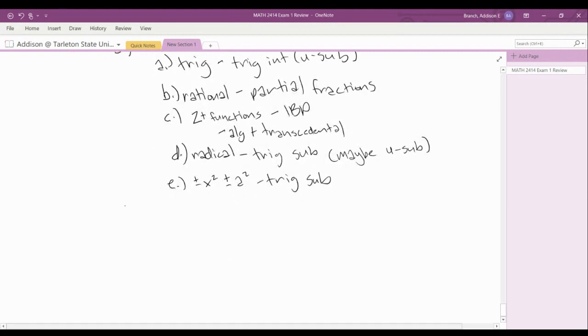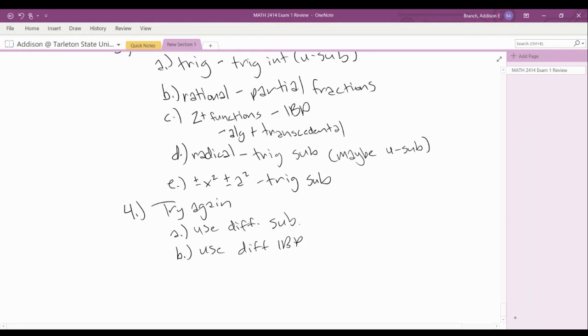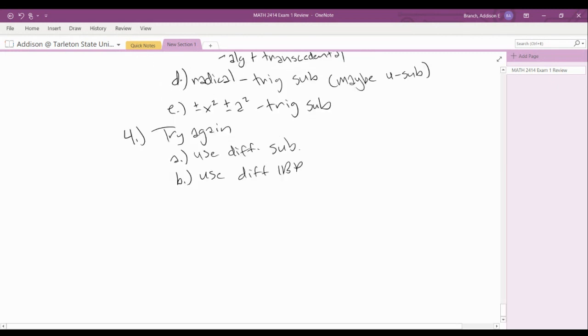And if that still doesn't work, you can go ahead and just try again. So if that doesn't work, you have a few options. You can try using a different substitution. So if you tried doing a u-sub and it didn't work, maybe try expanding or narrowing that u-sub. If you did integration by parts, you could use a different integration by parts. If that combination of functions didn't work out, maybe try rearranging it and grouping things together a little differently.